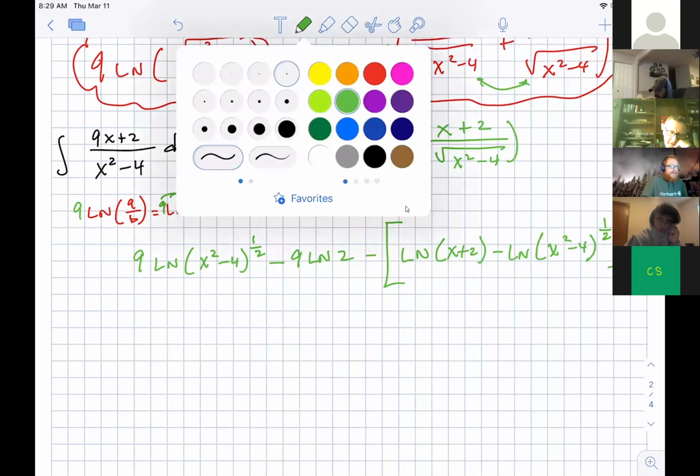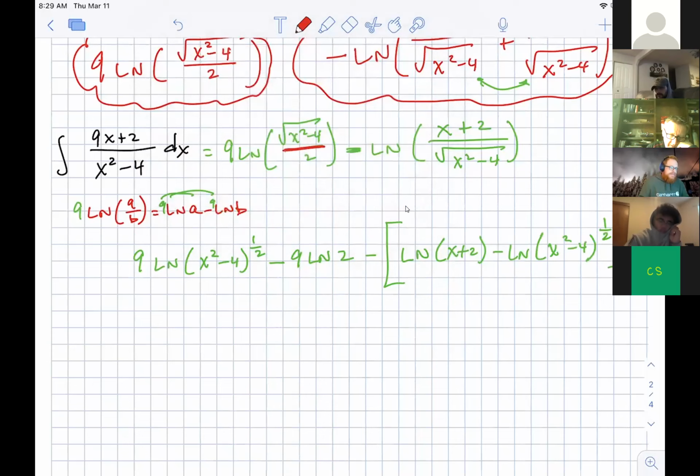But then who can tell me about this? This has come up, we've talked about this, but if you have the natural log of, say, x squared, what's true about that 2? It's the natural log of something to a power. Can't you multiply it in front? That's exactly right. That 2 can come down front.